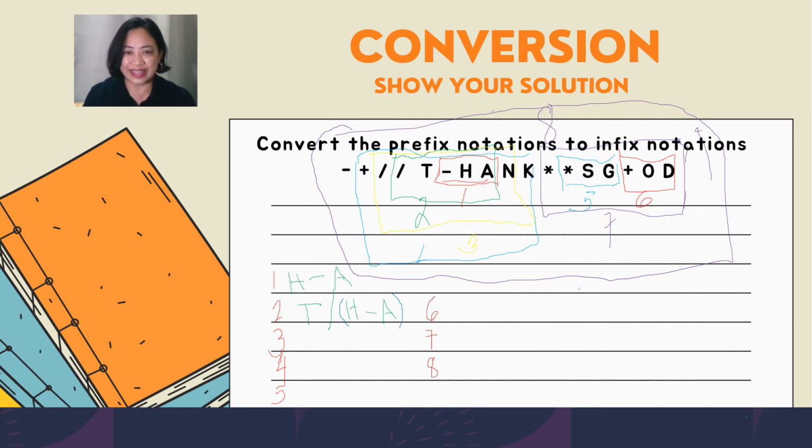And then for our third expression, we have divide, number 2, and N. So we take number 2 first. We just copy it: T divide the expression H minus A, and then divide with N.